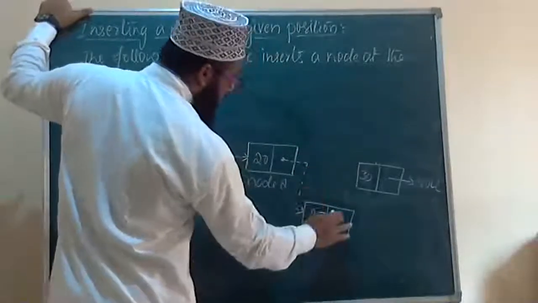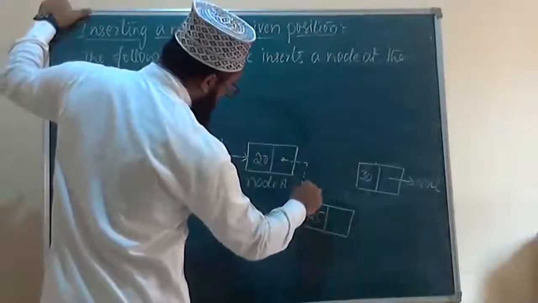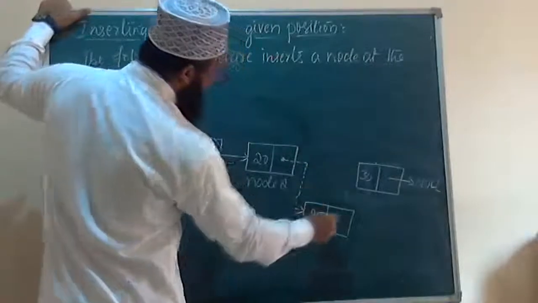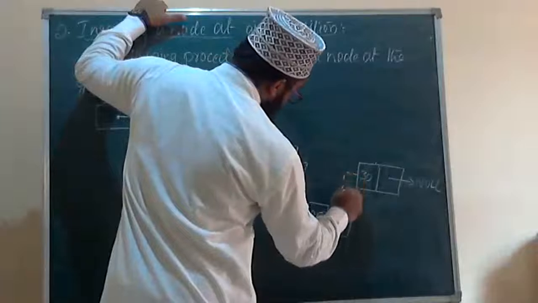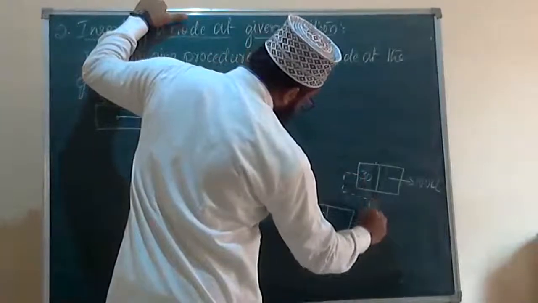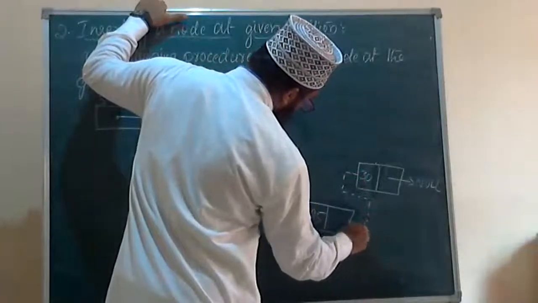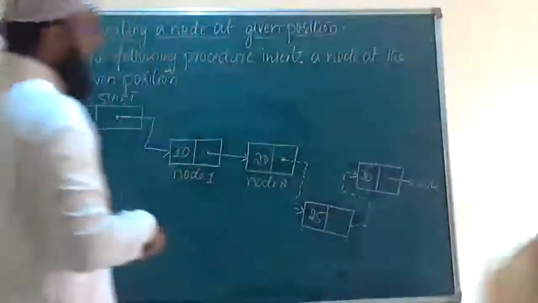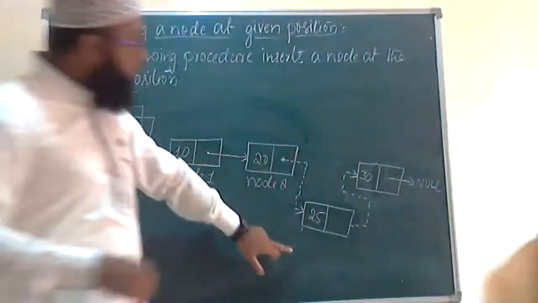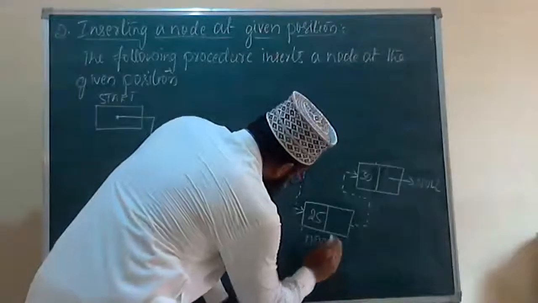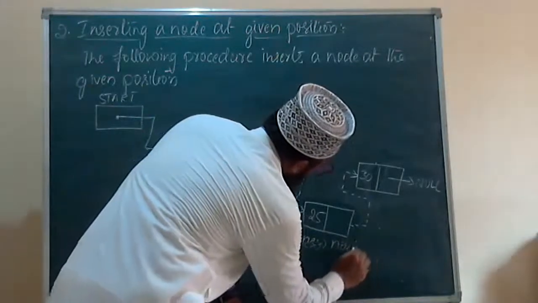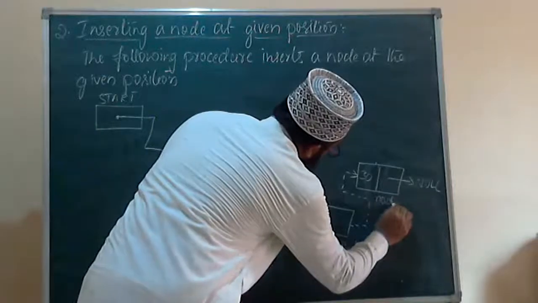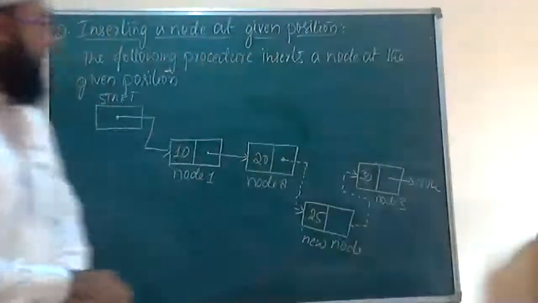Okay, then for the link field of the new node, give the address of this node. Then a node can be inserted. We can take this as the new node. This is node 3.